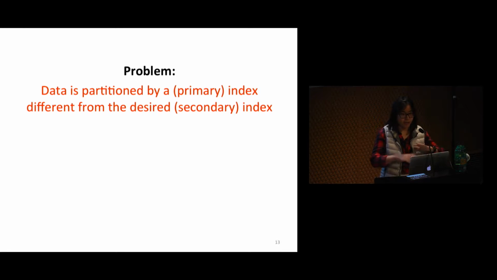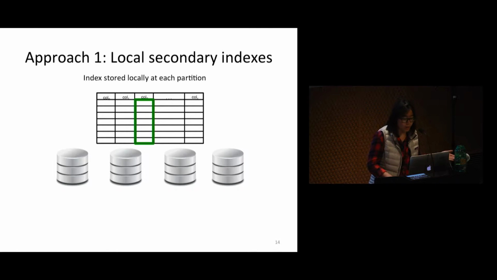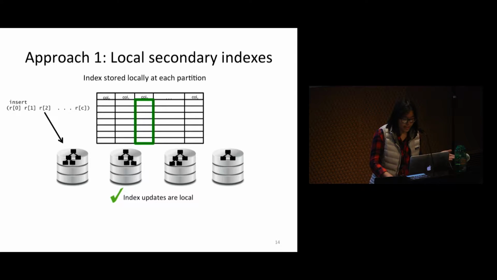It really just says, okay, fine, we've partitioned our data, and what we'll do is we'll just build local secondary indexes at each partition. So this is fine when you want to do an insert, because index updates are going to be local because your data is co-located with your index. But again, we didn't actually address the real problem, which is that lookups are now going to have to go to all partitions because no one partition contains a global view of your secondary index.